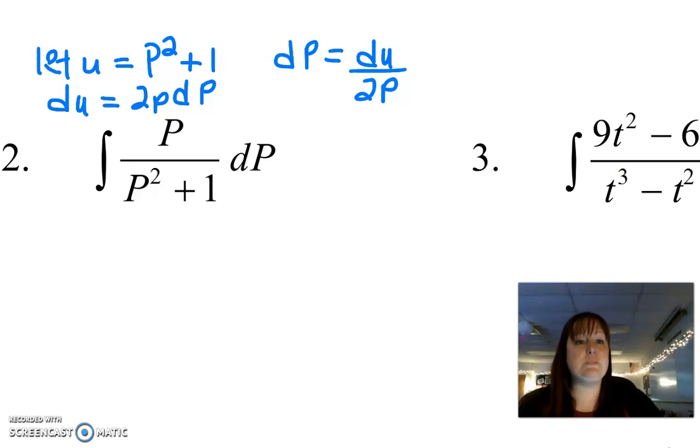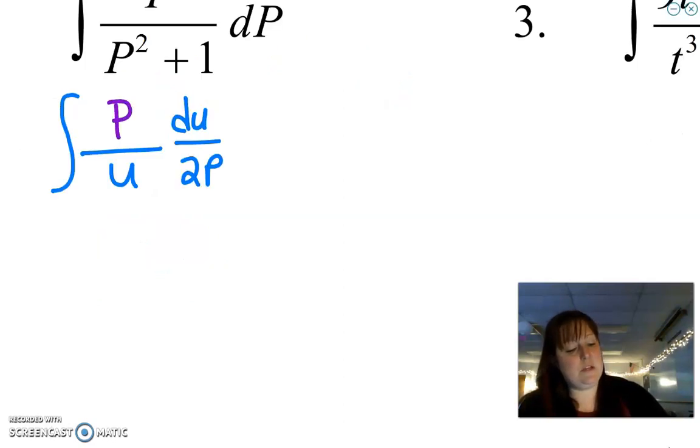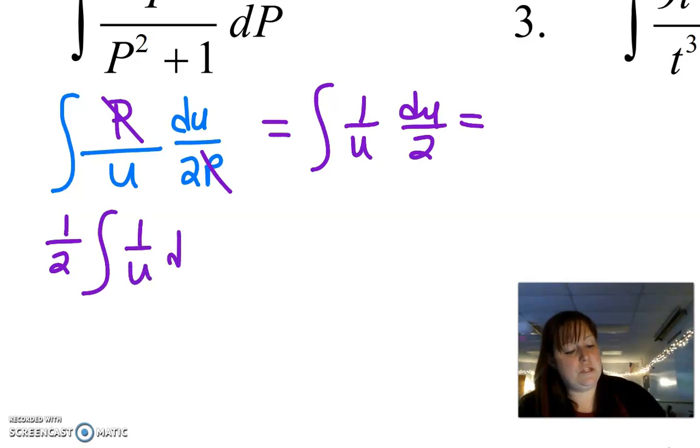So everywhere that there's p squared plus 1, I'm going to switch it out with a u. Everywhere there's a dp, I'm going to switch it out with du over 2p. Okay, so my new function, I have p over u, and then I'm going to switch out that dp for du over 2p. All right, and then I'm going to notice that I have a p on top and a p on bottom, so I can just go ahead and get rid of those. And then in the end, I'm going to have the integral of 1 over u du over 2. And that's really 1/2, right? So I can rewrite this as 1/2 times the integral of 1 over u du.